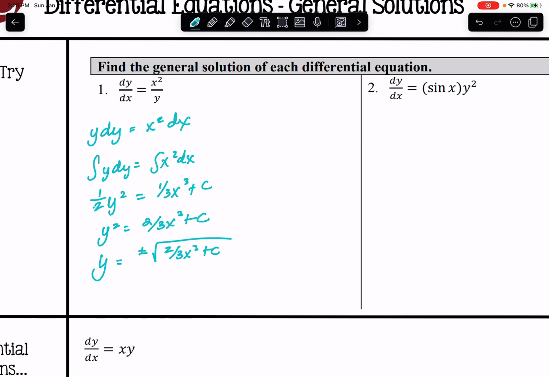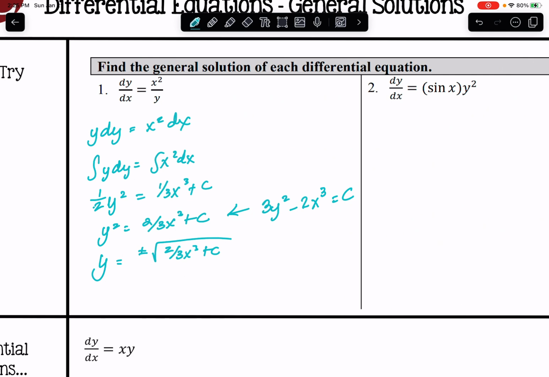Let's see, if we multiplied through by 3 and kept that 2, is that supposed to be 3/2 or 2/3? Let me see. I am multiplying by 2, so it comes to 2/3. Okay. So you could keep it, let's see, you could multiply everything through by 3. So you could say 3y squared minus 2x cubed equals c.